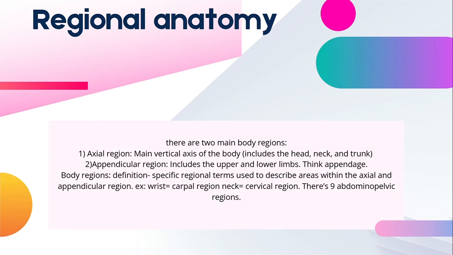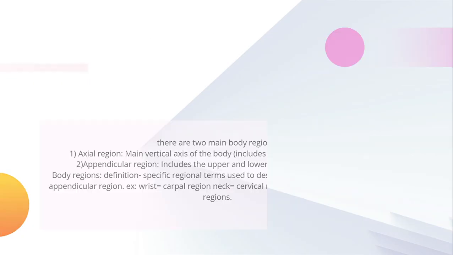Regional anatomy, there are two main body regions, the axial region and the appendicular region. The axial region is the main vertical axis of the body, including the head, neck, and trunk, and your appendicular region, think appendage for this, it's going to include your upper and lower limbs. Your body regions, definition of it real quick, is a specific regional term used to describe areas within the axial and appendicular regions. For example, your wrist or carpal region, your neck or cervical region. There's going to be 9 abdominopelvic regions.